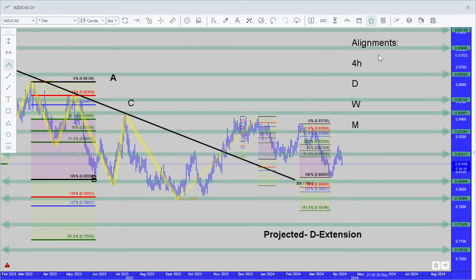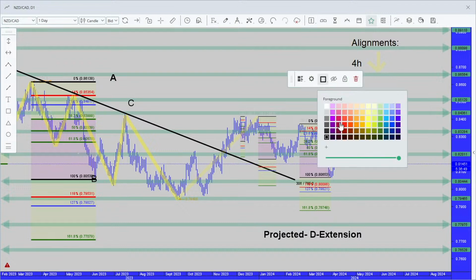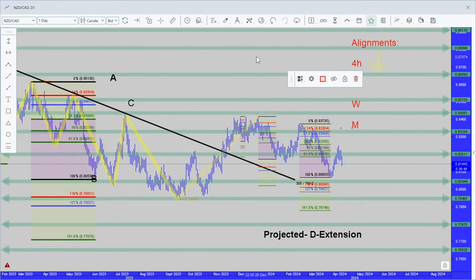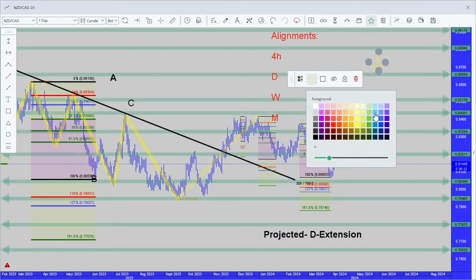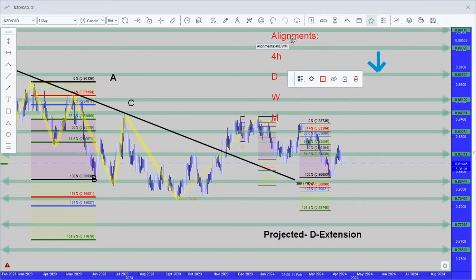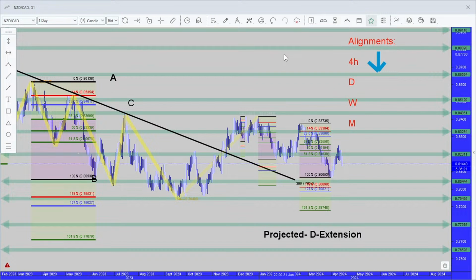So the 4-hour original Fibonacci is down. Left click. Red color, whoops, all good. But I need this one. Blue color, there you go, dark blue. So the 4-hour original Fibonacci is down. And so far the 4-hour confirmation Fibonacci is down.